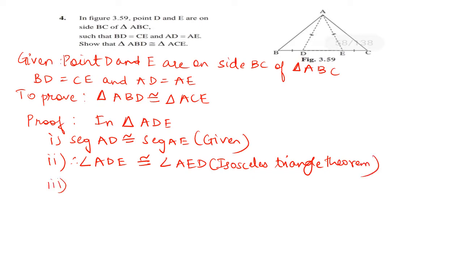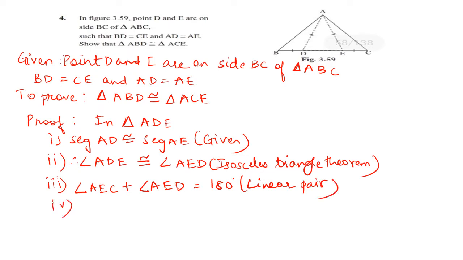Then as I said, with the linear pair, your AEC plus AED are forming a linear pair. So we'll write that angle AEC plus angle AED is equal to 180 degrees. Reason is linear pair. Similarly, on the other side also you can see that angle ADE plus angle ADB is equal to 180 degrees, again linear pair.